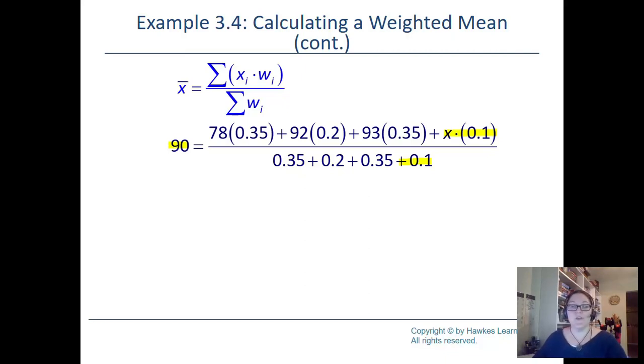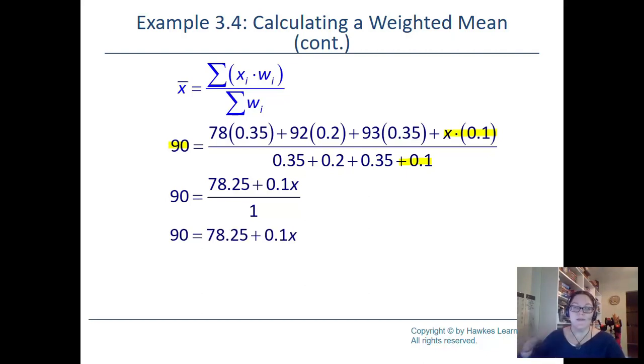As you are solving for the unknown, this is where that little bit of algebra is going to come in. So I'm going to say 90 equals, and I need to sum up all the stuff on the top and sum up all the stuff on the bottom that I can. So I'm going to get 90 equals 78.25 plus 0.1x divided by 1. Again, since I'm dividing by 1, I'm just going to let that 1 divide out, and it's going to look like it disappears. I'm going to solve for my x, so I need to isolate that term.